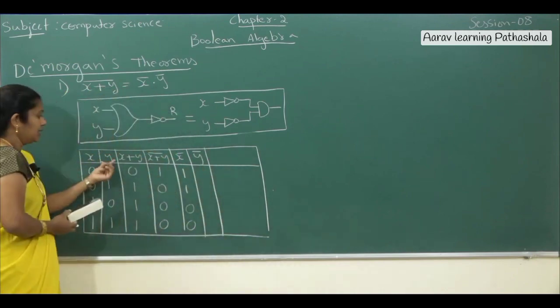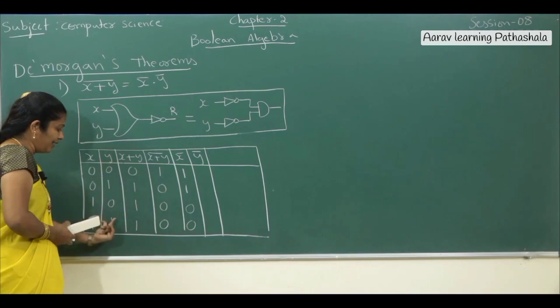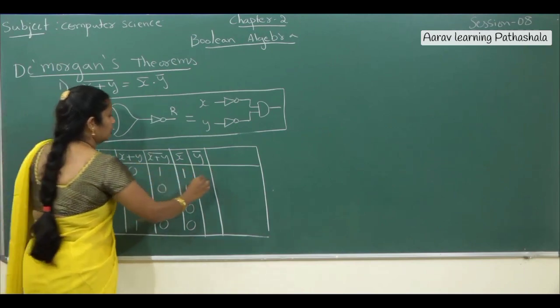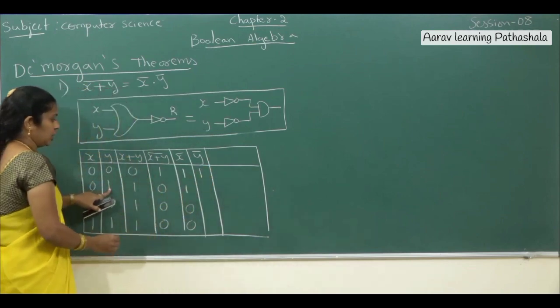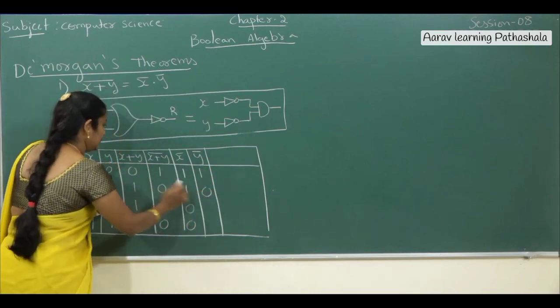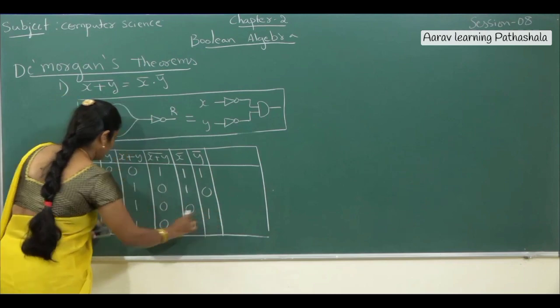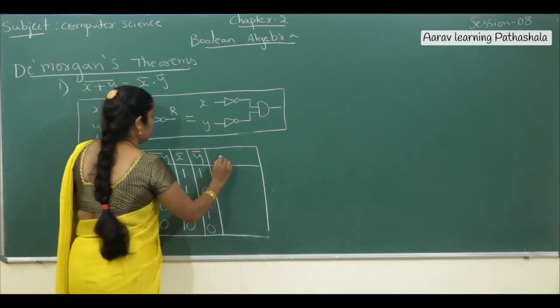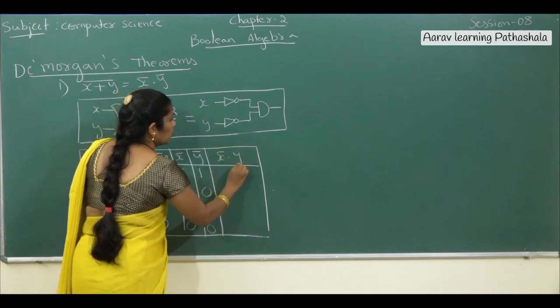Next find out y bar. In y bar, whatever column in this y we have, just replace it, just negate it. Here we have 0, then here you have to write 1. 0, 1, 0, 0, 1, 1, 0. Just reverse it. Next find out x bar into y bar.